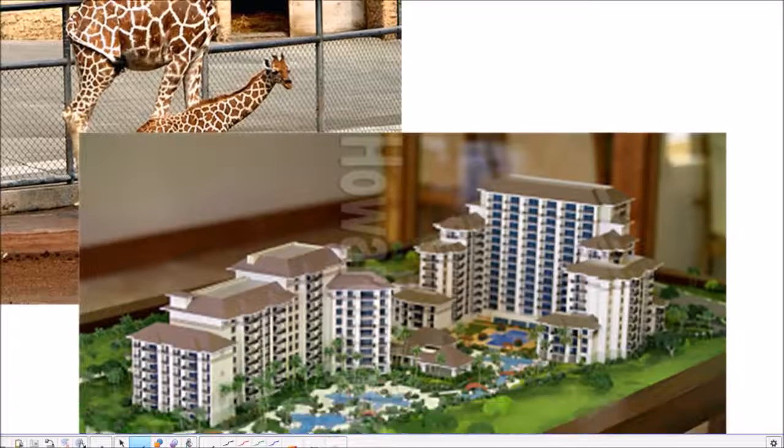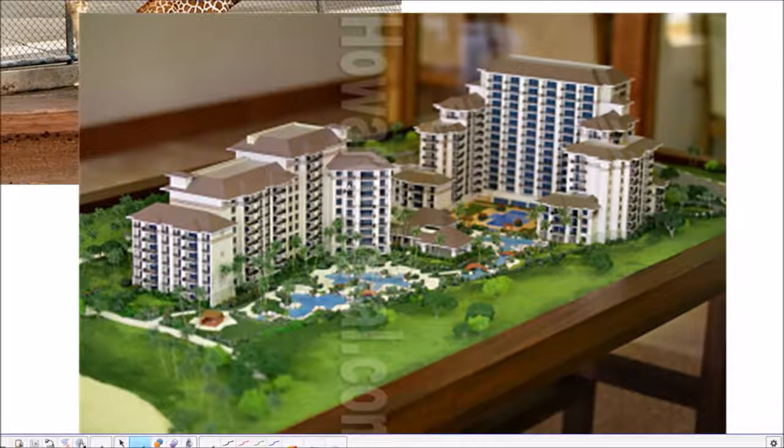Same shape, different size. Here we've got a scale model. So that's not actually a hotel. Notice this is just something that's on a table. It's like an architect's rendering. Okay, and this is an application that we sometimes use for similarity.